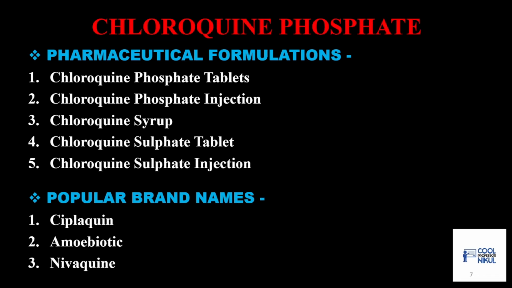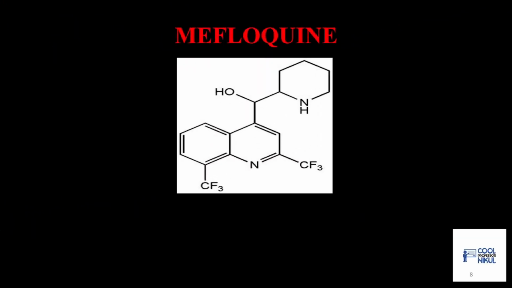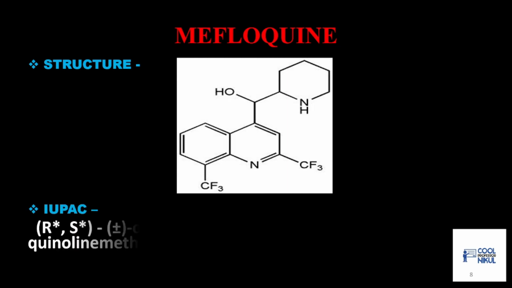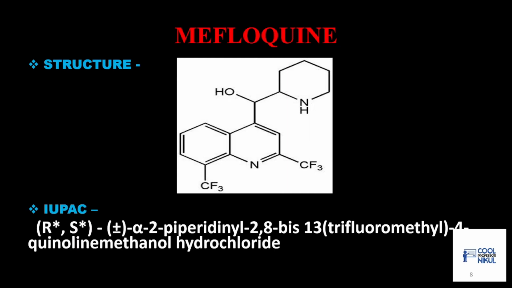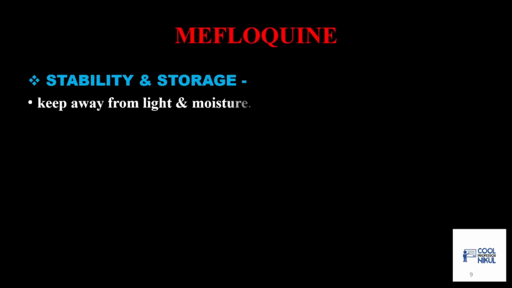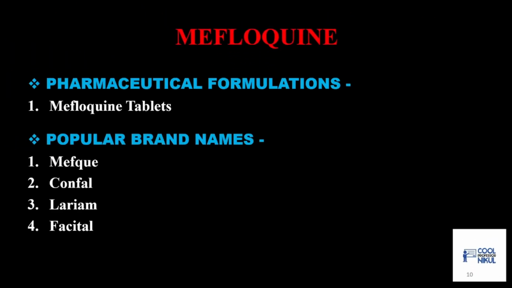It is available as phosphate tablets, injections, syrups, and sulfate tablets, injections, and brand names are Ciplaquine, Amebiotic, Nivaquine. Next, mefloquine. This is the structure, and IUPAC name is this one. Stability and storage: keep away from light and moisture. Used in the treatment of malaria. Mefloquine tablets are available, and popular brand names are Mefliam, Confal, Lariam, and Fansidar.